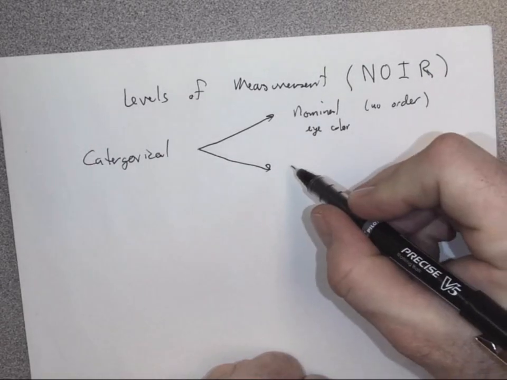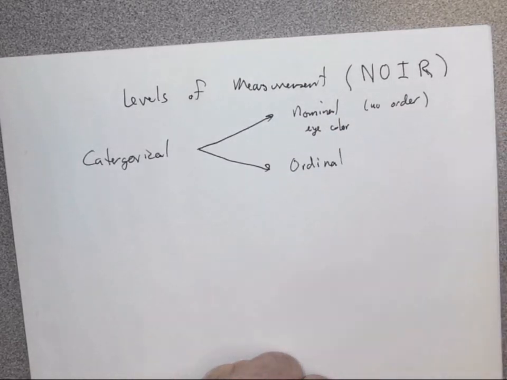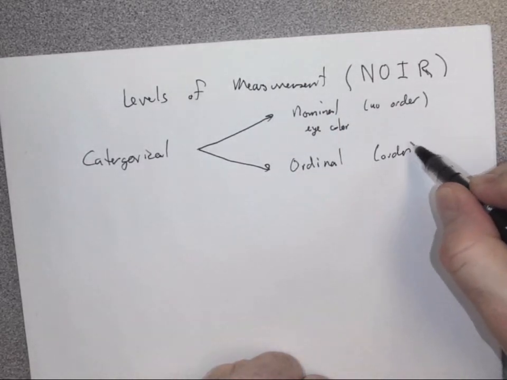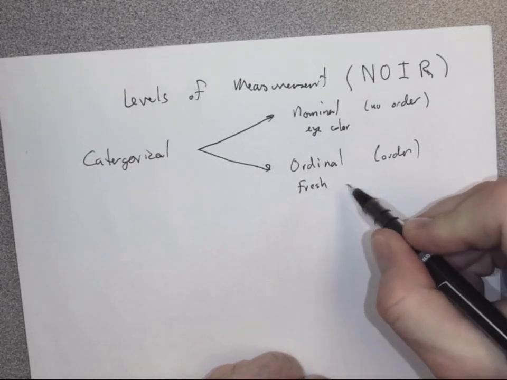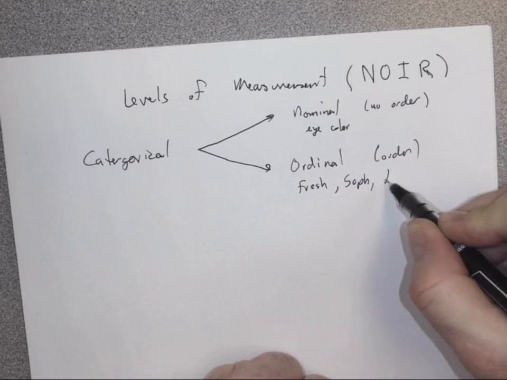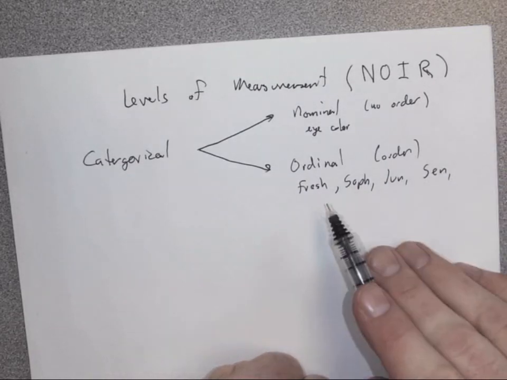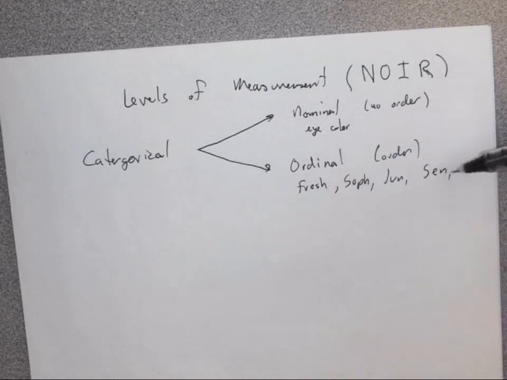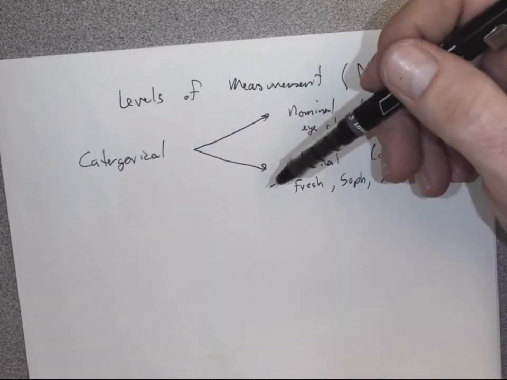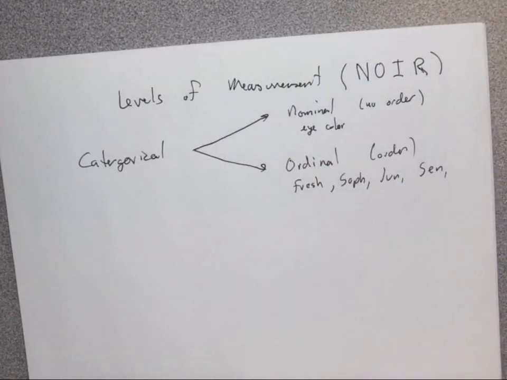Now the other thing we can have from categorical is ordinal, and ordinal does have order. So you can have your freshman, your sophomore, your junior, and then your senior. Those have order because freshman is less than sophomore, which is less than junior, which is less than senior, because you're actually moving through that ordered scheme. So it's still categorical, but this categorical has order that makes sense.